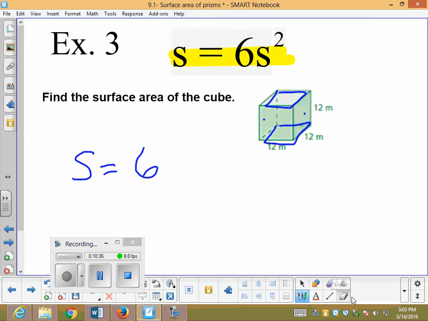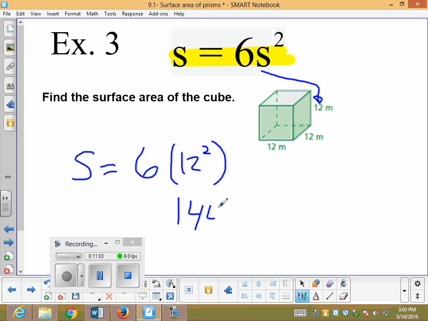And then what we're going to put is, s stands for the side. So we're going to look to see what's the side. The side of this is going to be 12. They're all the same, 12. So we're going to put times 12. But 12 needs to be squared. So we put 12 squared. And so we're going to say 12 squared is 144. So after we have 144, we're going to multiply that by 6.